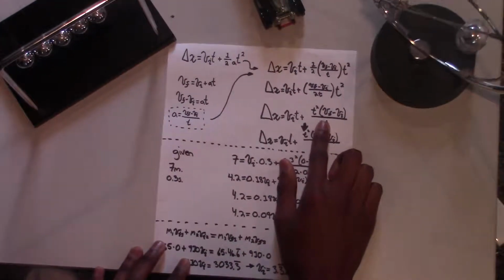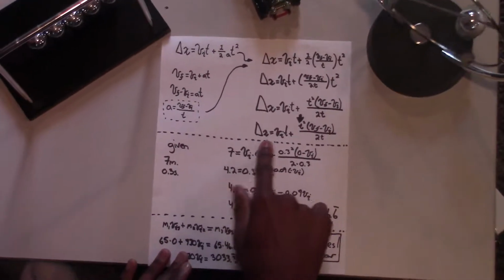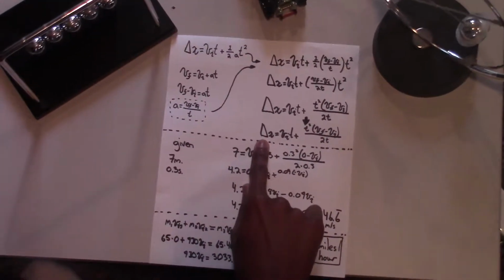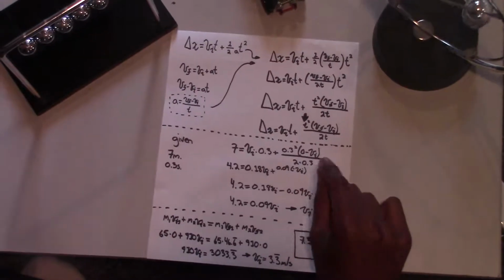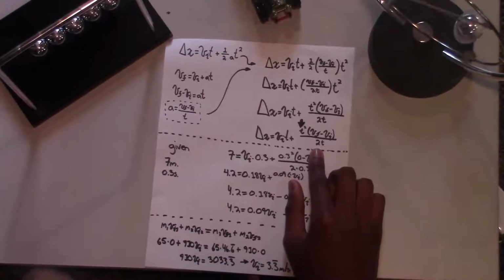Then we can distribute the t over here and with the 2t under it. And then we have this as a final equation, which is delta x equals Vi t plus t squared in parentheses multiplied by (Vf minus Vi) over 2t.